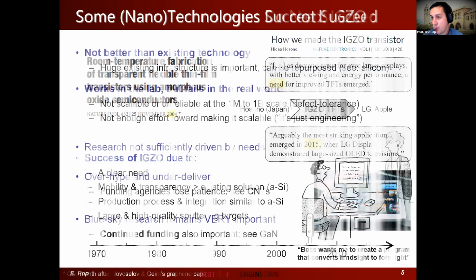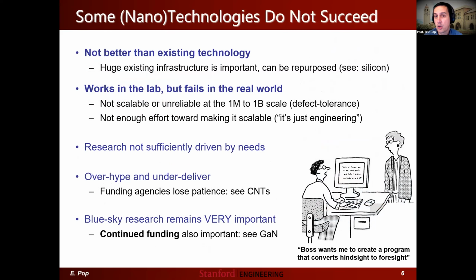Then the flip side of the coin is, why do some nanotechnologies not succeed? I talked to a number of experts, both in academia and industry, to make this slide, and I came up with a few bullets. One is, it's not better than existing technology. And not only that, the existing technology may have a huge existing infrastructure which can be repurposed, for example, silicon or amorphous silicon, and so on.